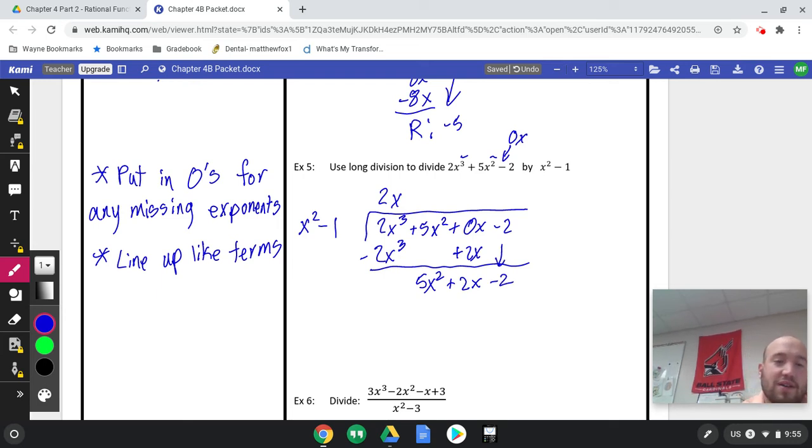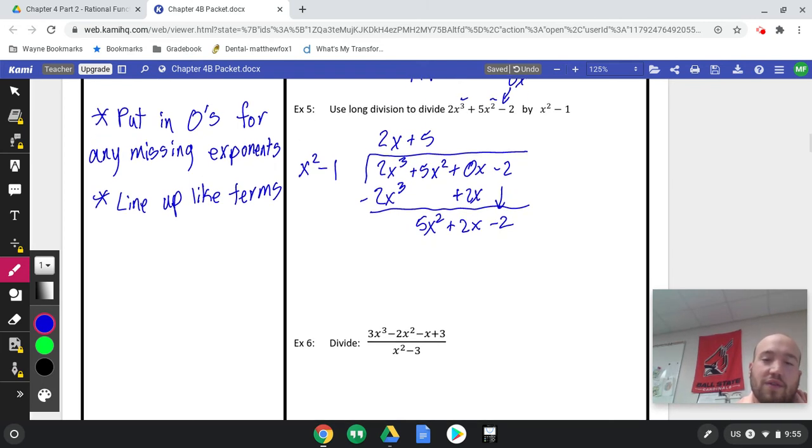Okay, so once again now, we need to multiply to get an x squared to turn into 5x squared. So we need plus 5. 5 times x squared gives us 5x squared. And then 5 times negative 1 will give us a negative 5. We've got to change our sign, so minus, that becomes plus. Add straight down, we're going to get 2x plus 3. X squared cannot go into a 2x, so this is what we know is our remainder.